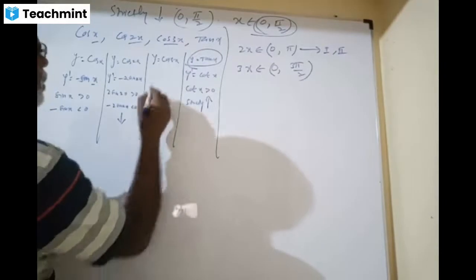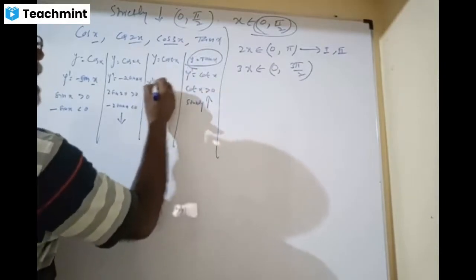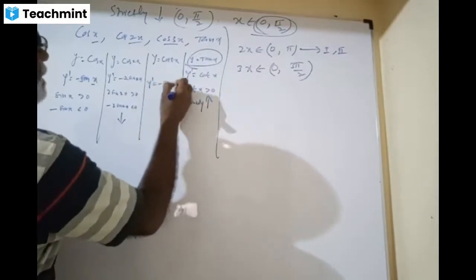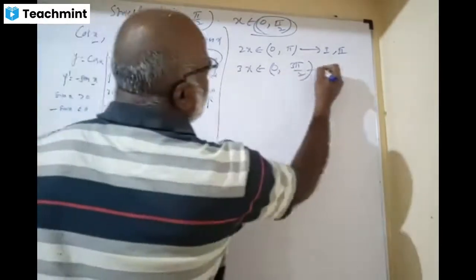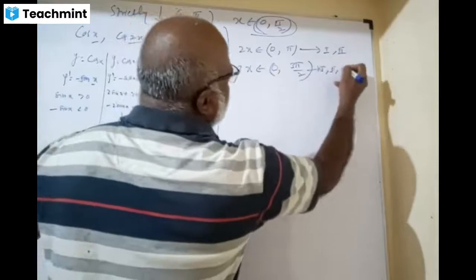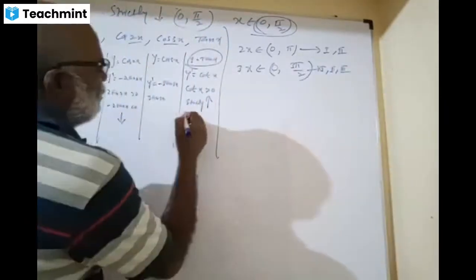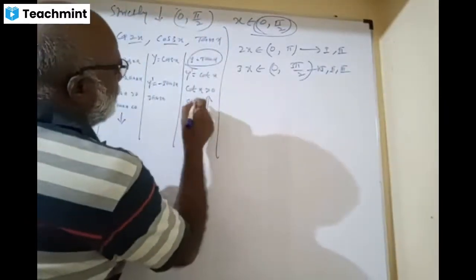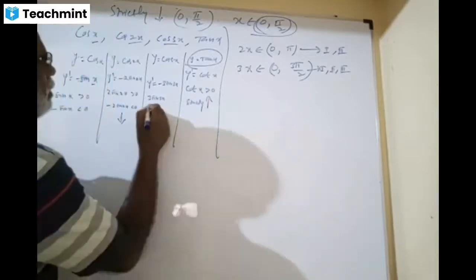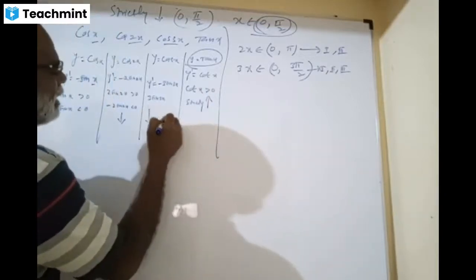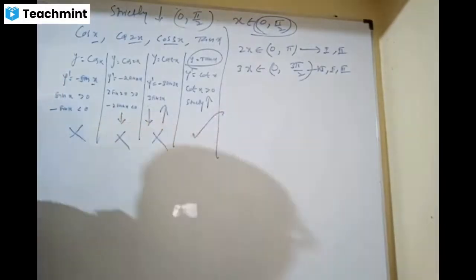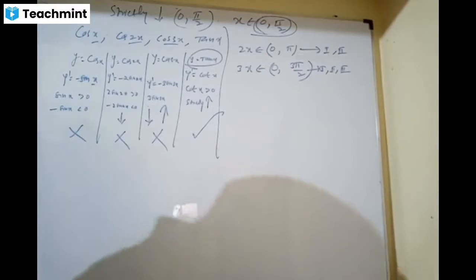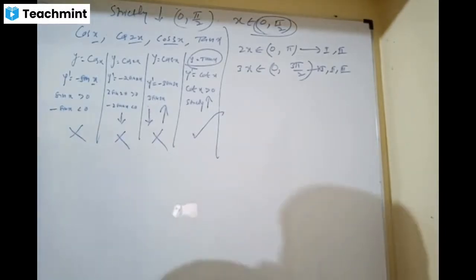In the same way, for cos 3x, you get y dash equal to minus 3 sin 3x. Sin 3x is neither positive nor negative, because it goes through the first quadrant, second quadrant, third quadrant. So it is neither increasing nor decreasing, therefore it's not the answer. This is the right answer. What a beautiful question. I hope it is clear now.